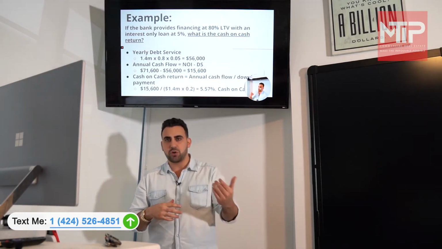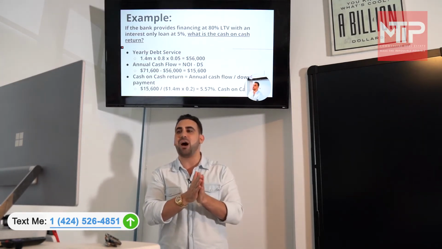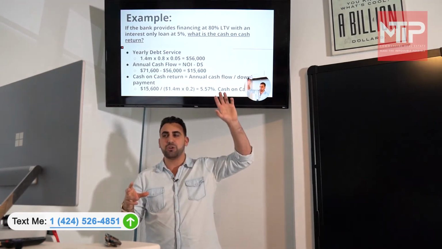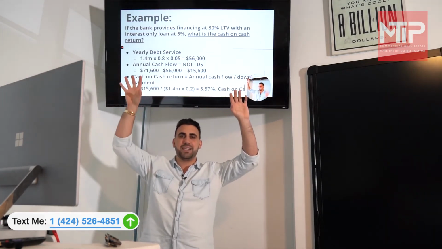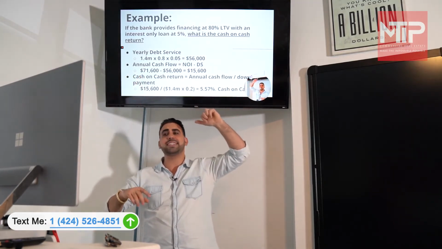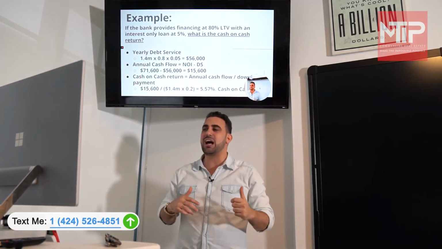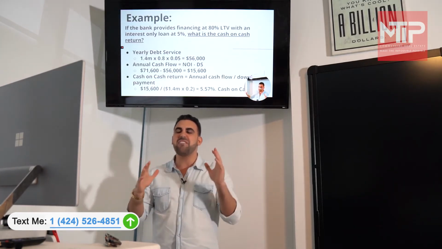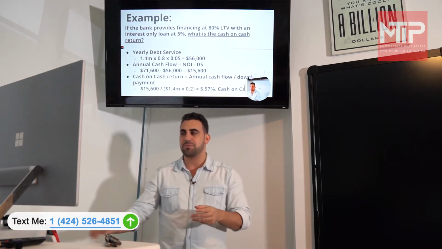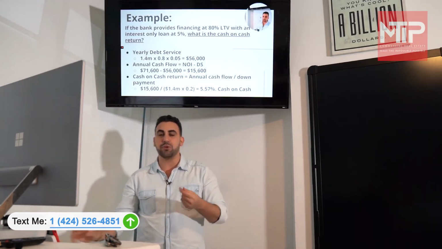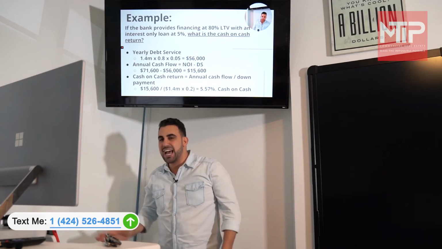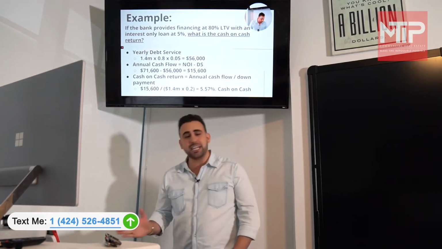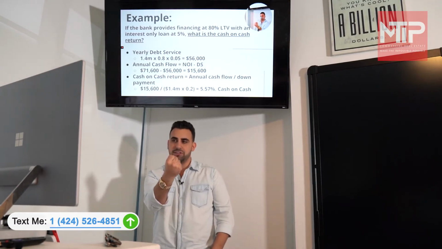The NOI, if you recall from the previous example, was $71,600. To get your cash flow, you subtract the debt service from your NOI. In this case, it's $71,600 minus $56,000. You get an annual cash flow, everything's on an annualized basis, of $15,600. That's your annual cash flow. That's what you actually put in your pocket after all the expenses, after paying your mortgage, after dealing with the vacancy. That's what you pocket on this deal.